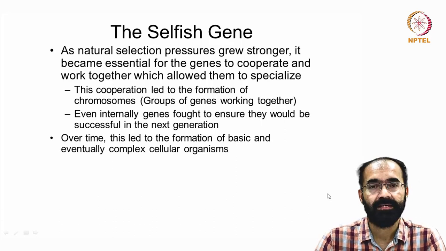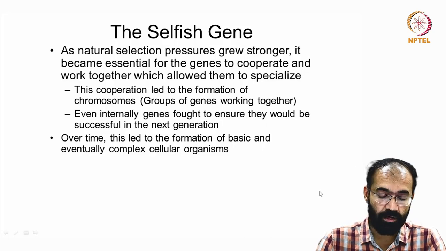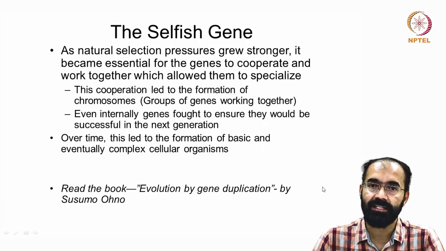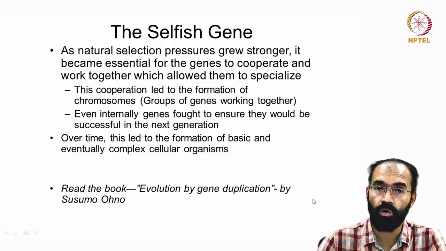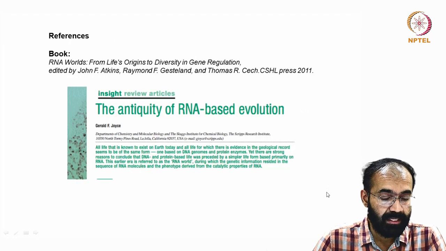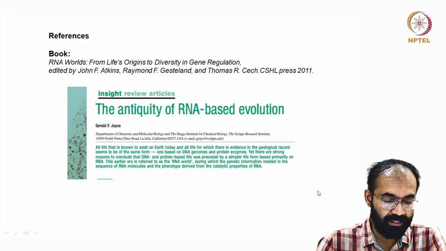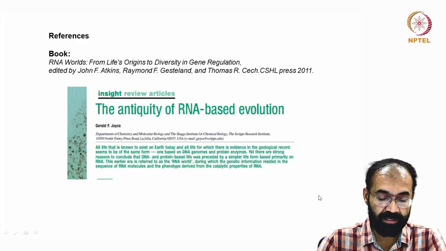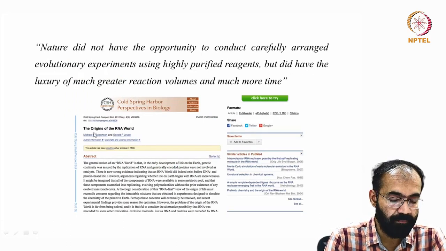So over time, this led to the formation of basic and eventually complex cellular organisms. And those who are interested can read the book Evolution by Gene Duplication by the Japanese scientist Susumu Ohno. It's a very interesting book. Those who are interested to know more in depth can read that book. And you can also see the reference, The Antiquity of RNA Based Evolution. It's from the book The RNA World. And also you can read The Origins of the RNA World. This is a quite interesting article which you can read.